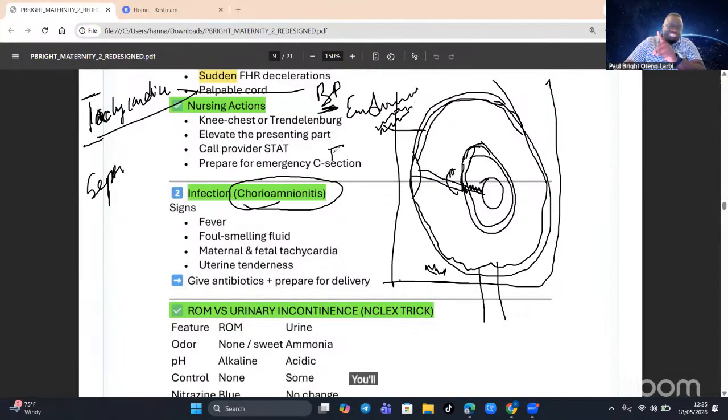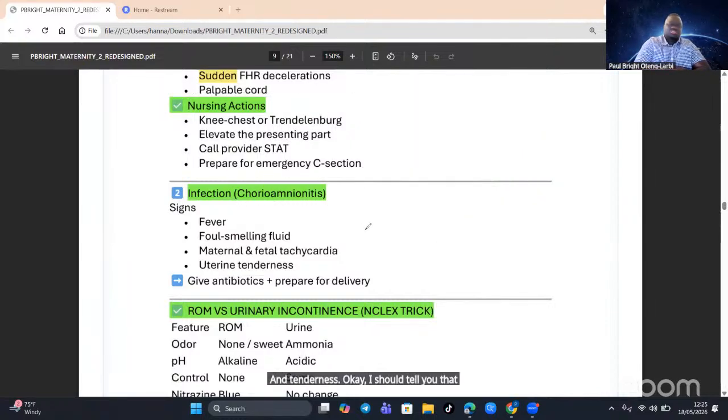Your fluid resuscitation is very important. You take your blood samples for the sepsis protocols. Do everything. Then uterine tenderness, very hard tenderness. That should tell you that infection trouble is coming. So you give antibiotics.